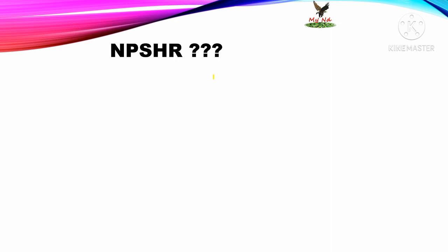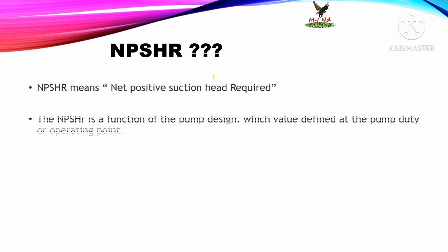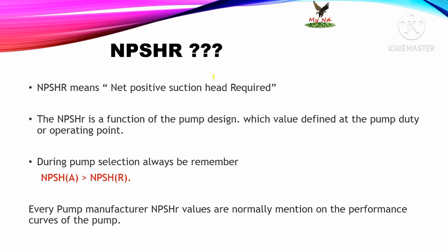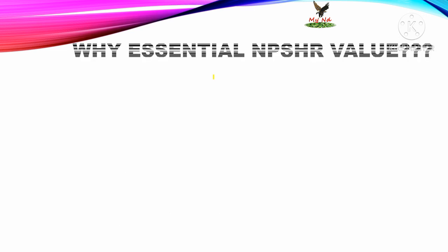Now we take another term, NPSH-R. NPSH-R means net positive suction head required. The NPSH-R is a function of pump design, which is a value defined at the pump duty or operating point. During pump selection, always remember that NPSH-A must be greater than NPSH-R. Every pump manufacturer's NPSH-R value is normally mentioned on the pump performance curve.